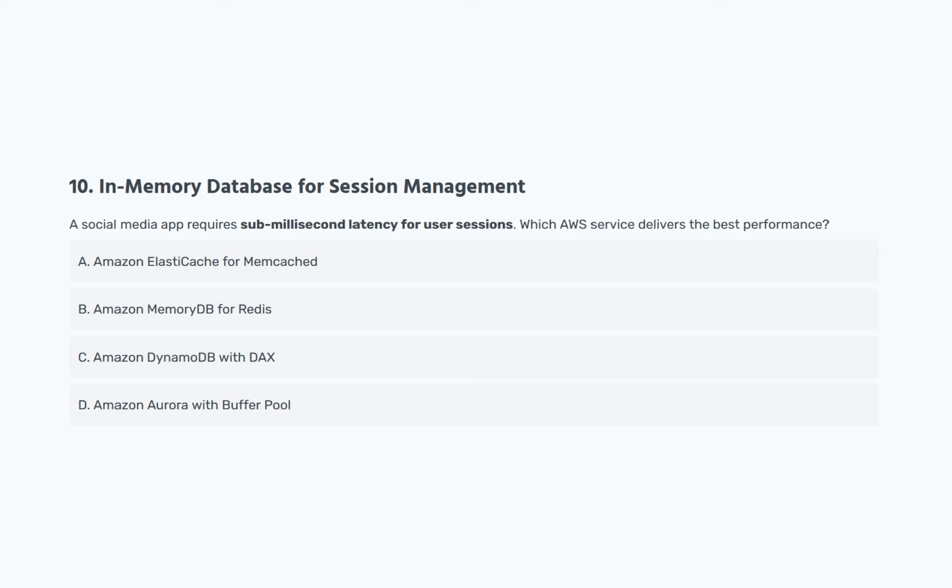I'll go with MemoryDB for Redis. It's a durable, Redis-compatible, in-memory database. So this is going to be the best for user sessions with millisecond latency. All right, so that's the question session.